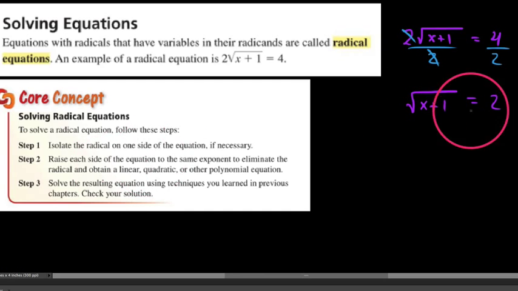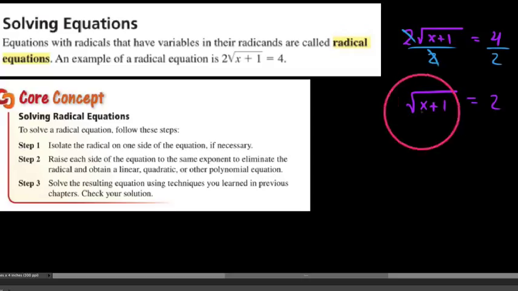Step 2, now that we've isolated the radical, is raise each side of the equation to the same exponent to eliminate the radical and to obtain a different type of equation. They give a linear, quadratic, or other type of polynomial equation. But the idea is, once you get rid of this radical, you're going to be left with x plus 1, which is just a polynomial equation, which we really are good at factoring and solving. So let's take a look at what we have here.